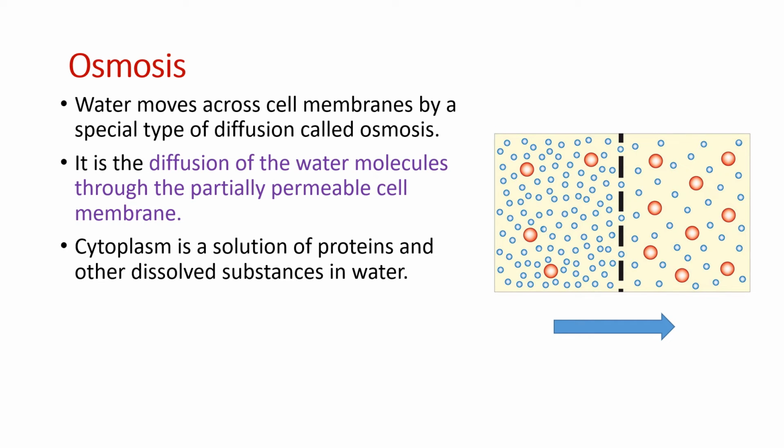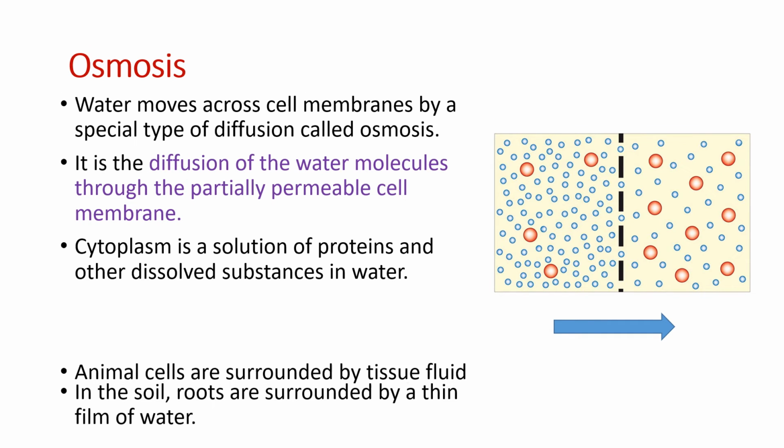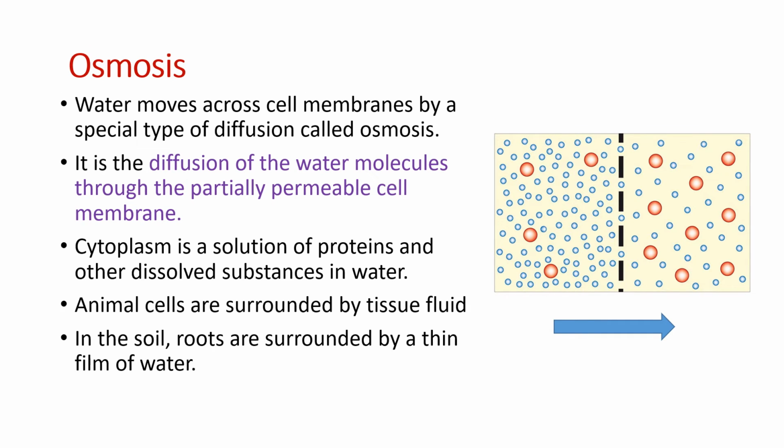Cytoplasm is a solution of proteins and other dissolved substances in water. Cytoplasm contains a large amount of water. So sometimes water moves into the cell, sometimes water moves out of the cell. Animal cells are always surrounded by the tissue fluid which also contains water. When it comes to plants, the soil contains water, so the roots are surrounded by a thin film of water.